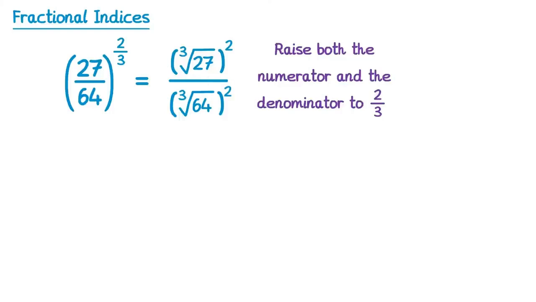On the top, the cube root of 27 is 3, so we have 3 squared. And on the bottom, the cube root of 64 is 4, so on the bottom we have 4 squared. 3 squared is 9, so we end up with 9 on the top, and 4 squared is 16, so the answer to this one is 9 over 16.